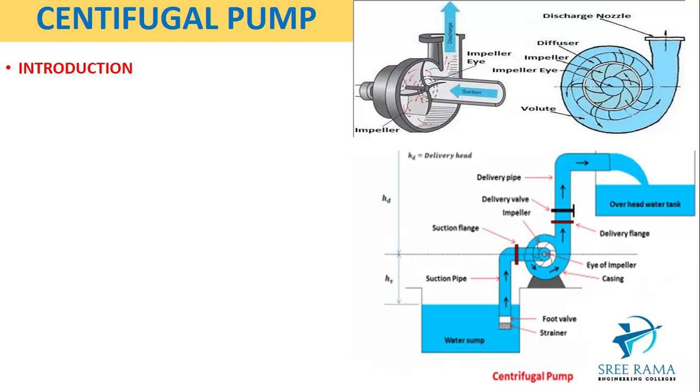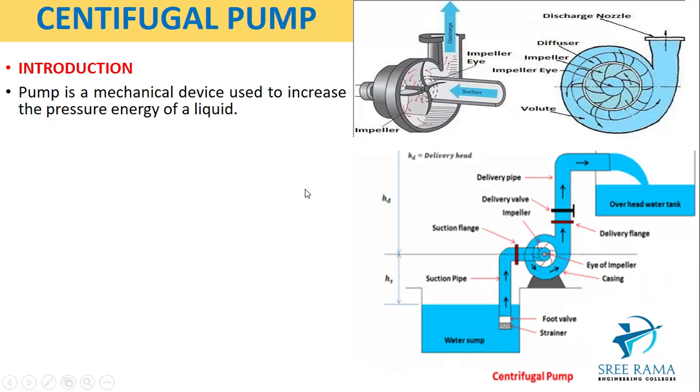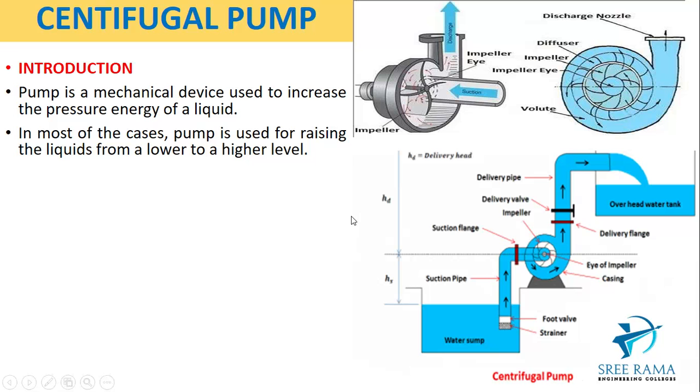What is a pump? A pump is a mechanical device used to increase the pressure energy of the liquid. That means by increasing the pressure energy of the liquid, the water or liquid is raised from a lower level to a higher level. Look at this diagram. The water is available in the water sump. Now this water is raised to the overhead tank by means of a pump by increasing the pressure. Likewise, the pump is used for raising the liquid from a lower level to a higher level.